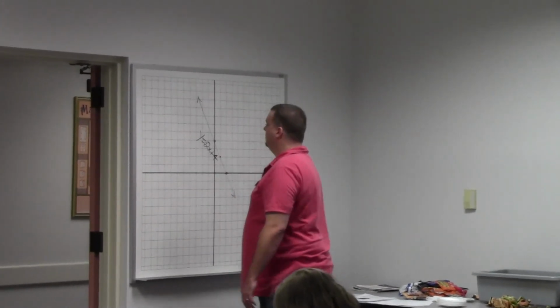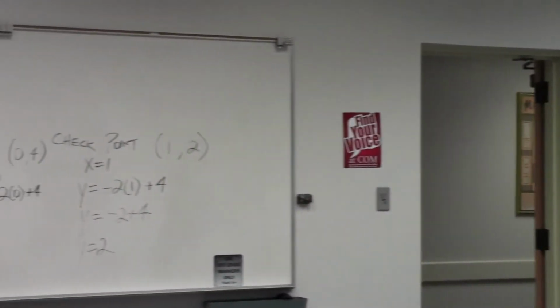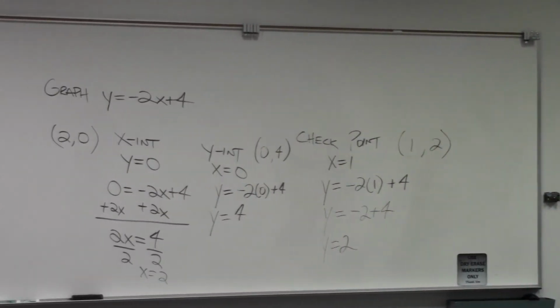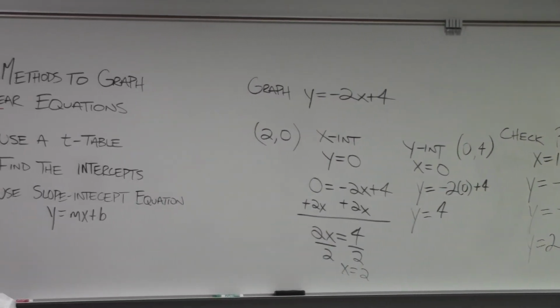Label the line. Like I said, some instructors like that and some don't. It's up to your instructor if you have to do that or not. All right, so two methods down: the T-table, and using the x and y intercepts and a checkpoint.